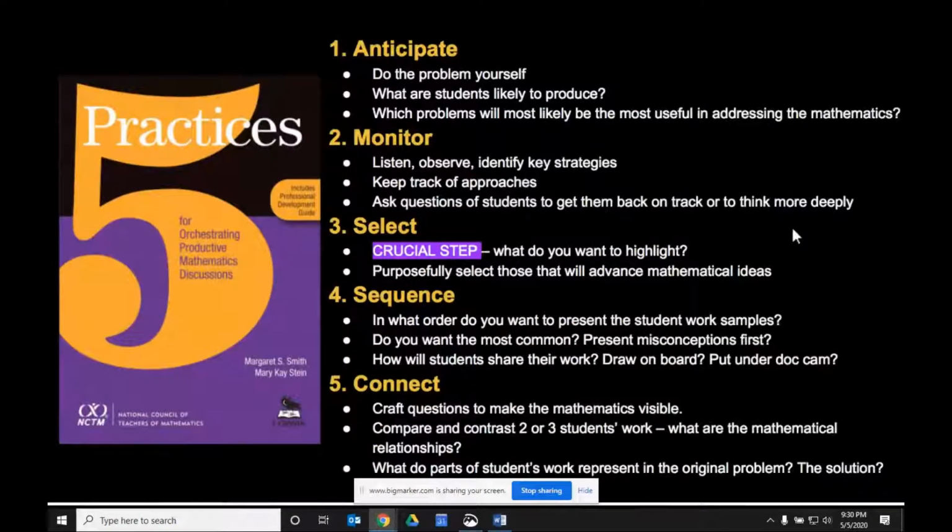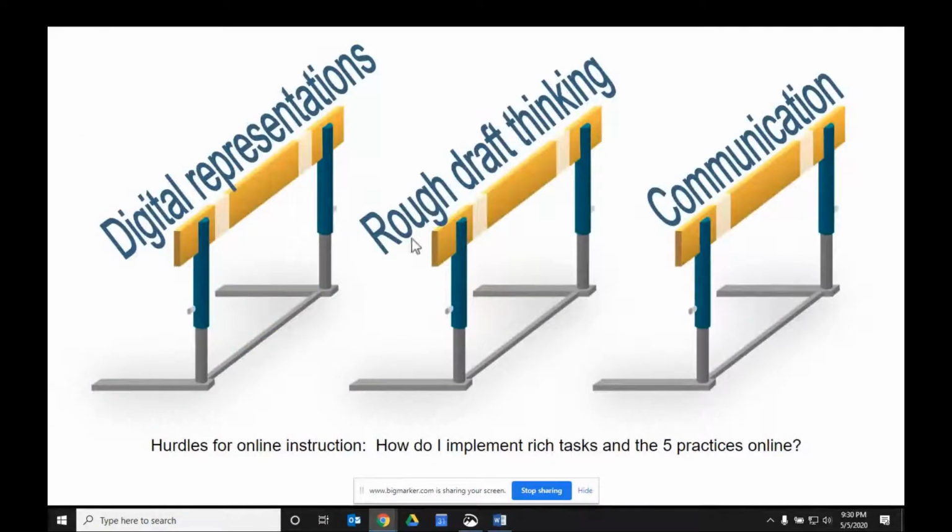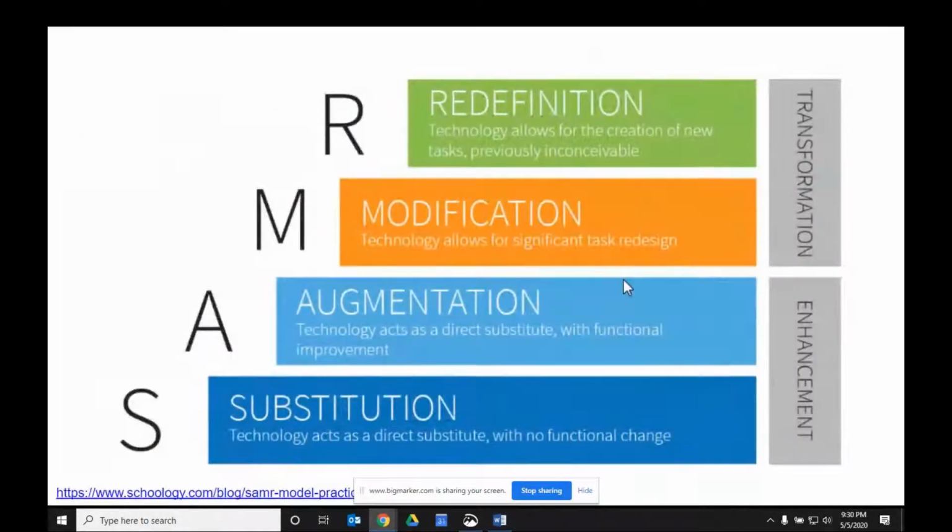Alrighty. At the beginning, I mentioned I was going to be talking about the 5 practices and these 3 hurdles. One thing that completely changed my mindset, and I encourage you to look into if you haven't heard of this yet, is the SAMR model. The SAMR model is the way that I started framing turning my face-to-face class into an online class. So for example, I did not want to compromise manipulatives. That was a game changer for me. I wouldn't do it online if I couldn't use manipulatives. And so I found a way to substitute with the virtual manipulatives.